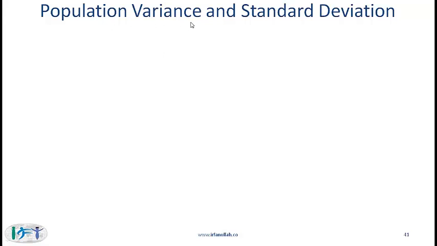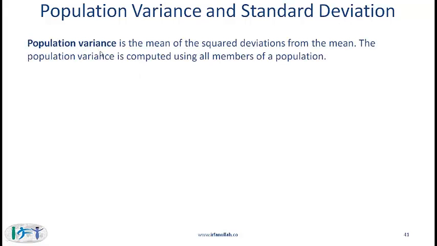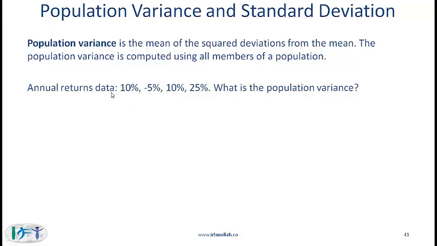Next, we talk about population variance and standard deviation. This is the most important measure of dispersion. Population variance is the mean of the squared deviations from the mean. The population variance is computed using all members of a population. Let us take the same data set that we looked at earlier and say this represents the return on 4 stocks which are in your portfolio, and if your portfolio only consists of those 4 stocks, then that essentially is our entire population. Now, how do we compute the variance?